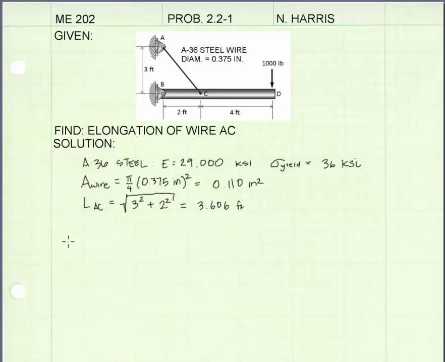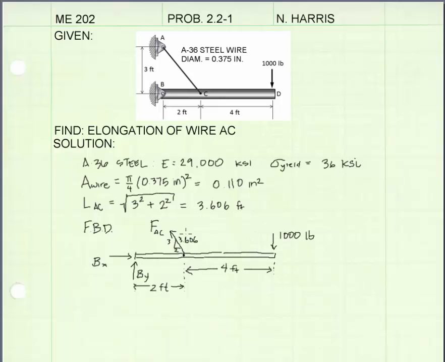Now I'm going to draw a free body diagram. I've drawn a free body diagram of the whole structure. I've replaced the pin at B with 2 support reactions. I've replaced the cable AC with a force acting in the direction of the cable. Now, if I sum my moments about B, I can get the magnitude of force in the cable.